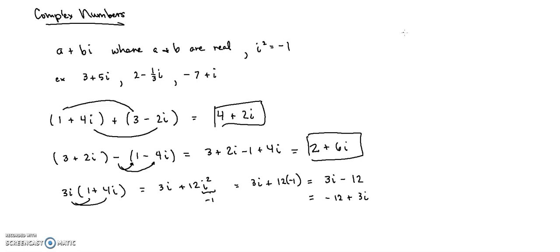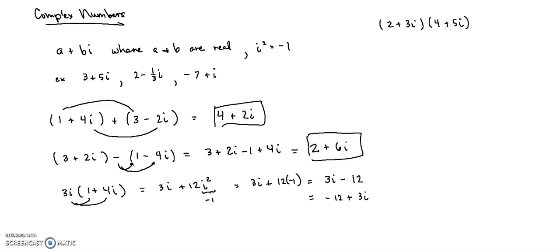Okay, let's try another multiplication one. Let's say this is multiplying two complex numbers. So let's say we've got 2 plus 3i times 4 plus 5i.